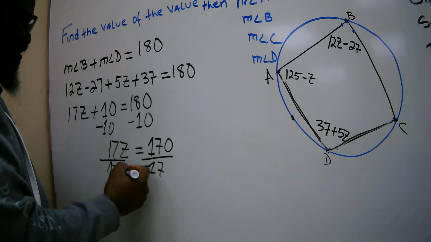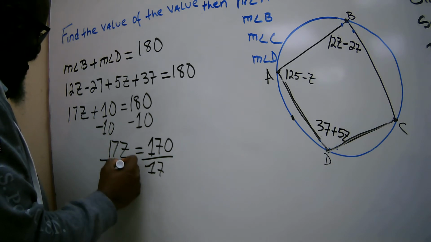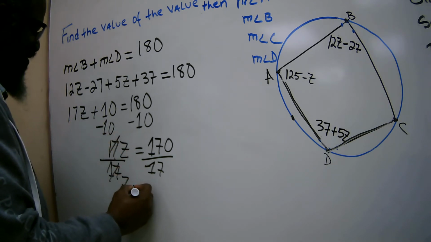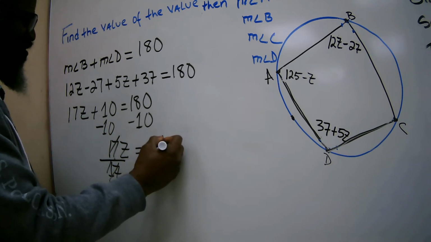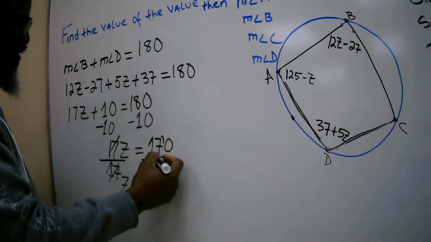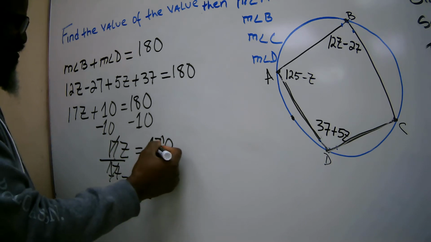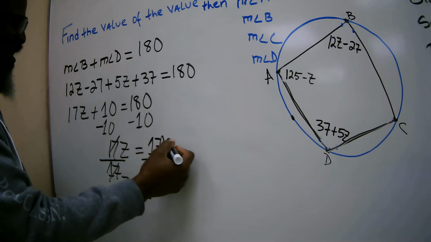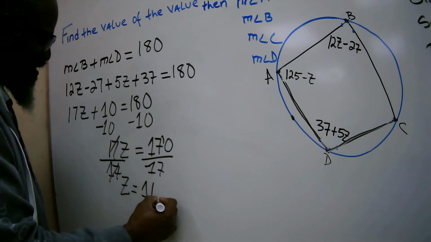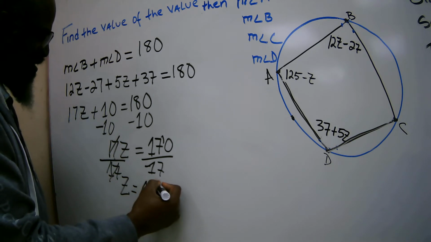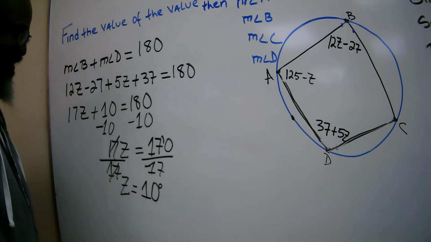Now, in order to find z, you will have to divide by 17 on each side. Then in this case, 17 cancels 17, and you ask yourself how many times 17 goes into 17: one time. 1 times 17 is 17, subtract from 17 is 0, then you bring the 0. In this case, z is 10 degrees. This is the first step. We're not done yet, we only found z.